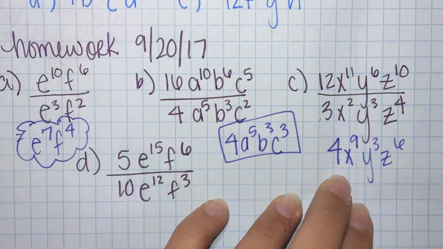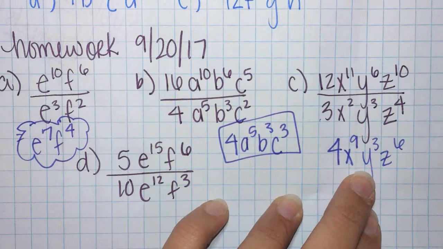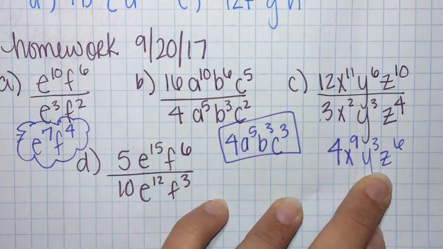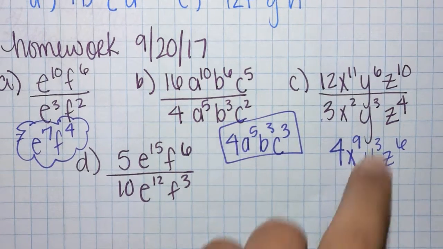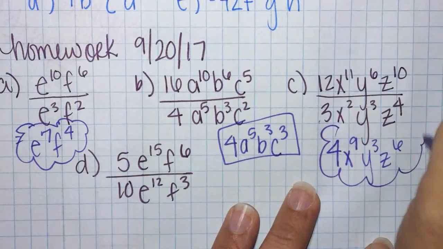4x to the 9th power. Yeah, 9th power. Y to the 3rd power. And D to the 6th power. Fantastic. We say cubed for 3, but good job. Take a point.